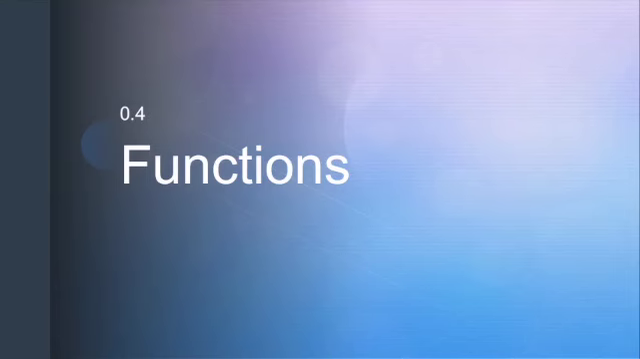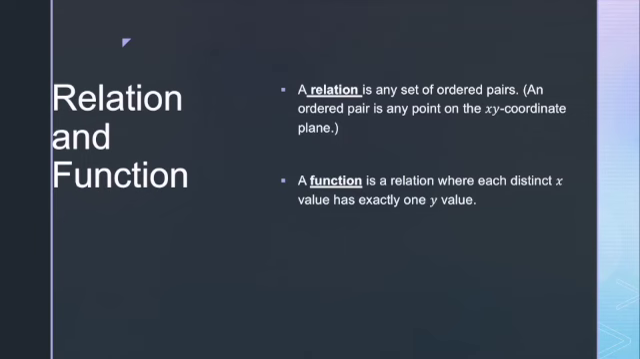Next I want to briefly talk about functions. It's important to remember that a relation is any set of ordered pairs, and an ordered pair is any point on the xy coordinate plane, like thinking back to college algebra. A function is a relation where each distinct x value has exactly one y value. Let me repeat that. A function is a relation where each distinct x value has exactly one y value.